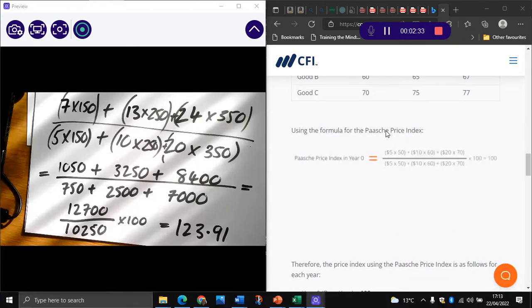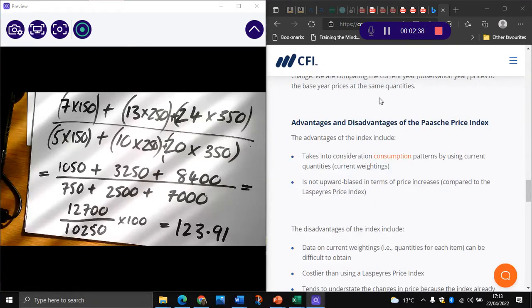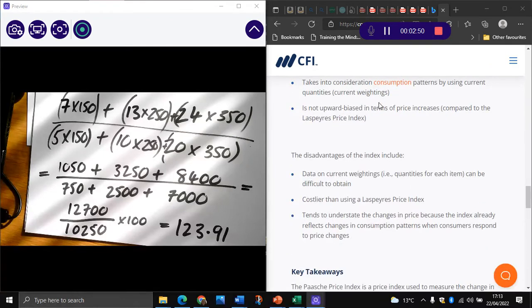Now, what does it say? The main takeaways here. Advantages are, it takes into consideration consumption patterns by using current quantities. It's not upward biased in terms of price increases compared to the Laspeyres. Disadvantage, data on current weightings can be difficult to obtain. Costlier than using a Laspeyres price index. Honestly, I'm not sure why. Tends to underestimate the changes in price because the index already reflects changes in consumption patterns when consumers respond to them.